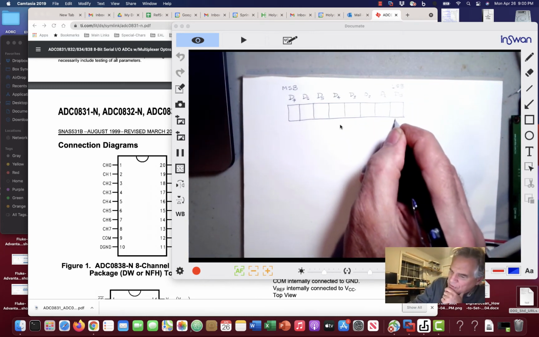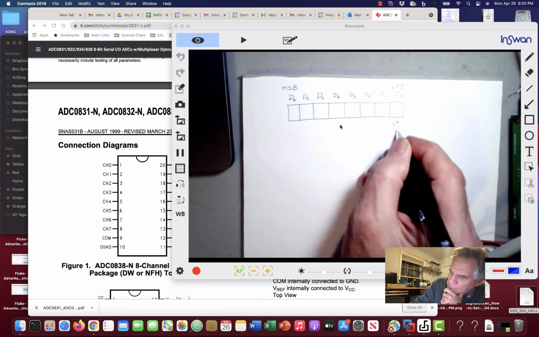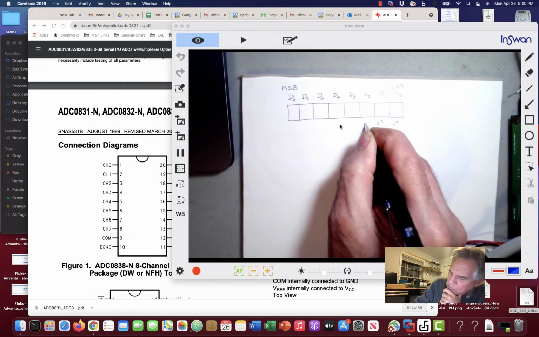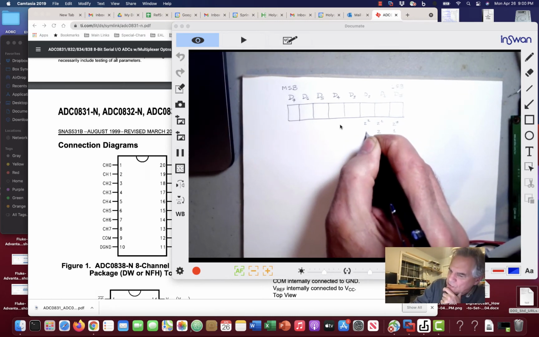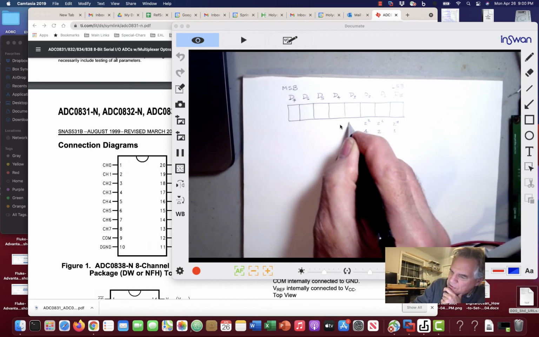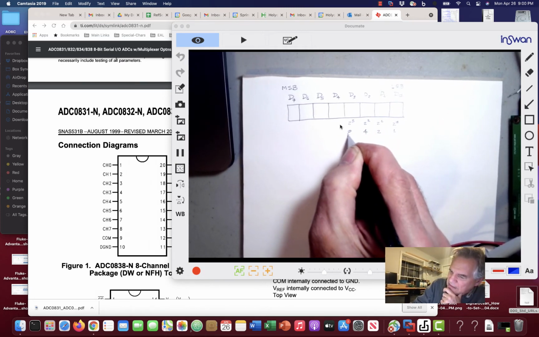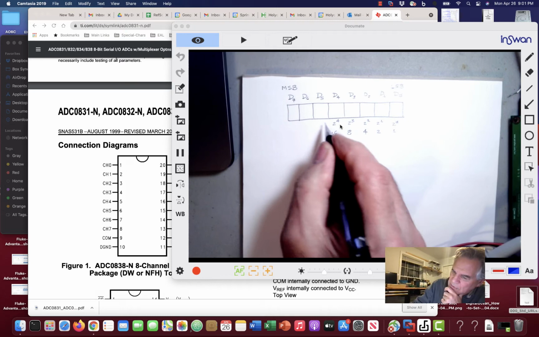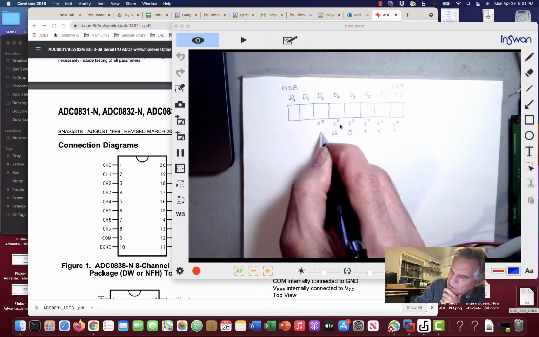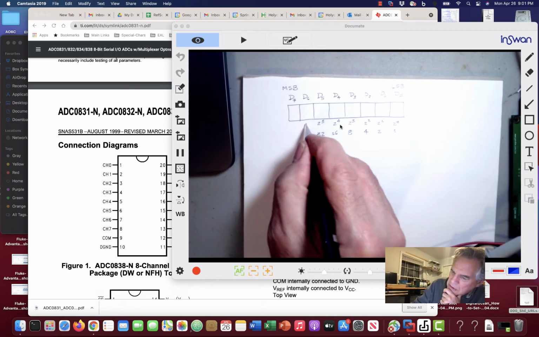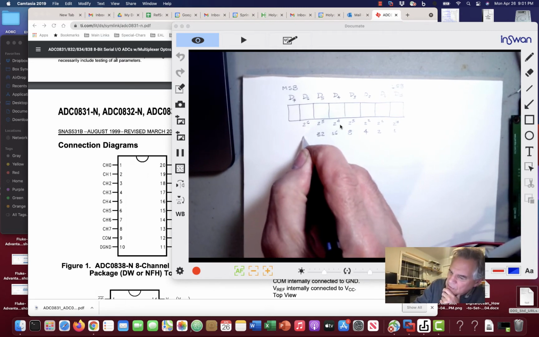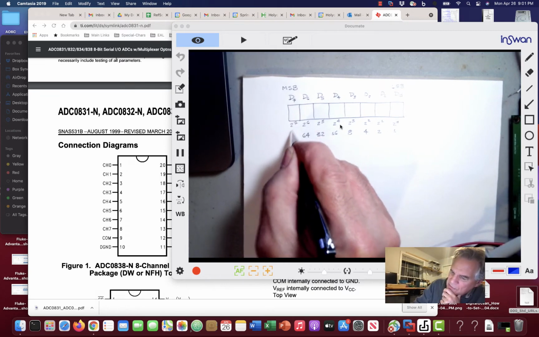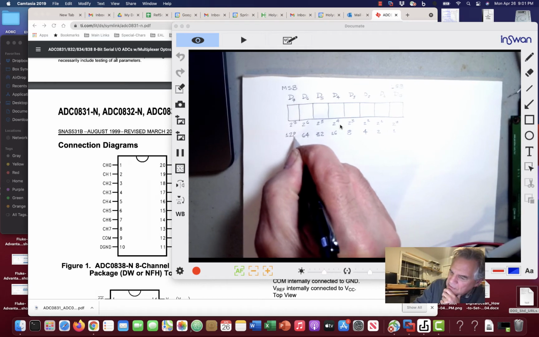This bit is worth 2 to the 0, which is a 1. This bit is worth 2 to the 1, which is a 2. This bit is worth 2 to the 2, which is a 4. This bit is worth 2 to the 3, which is an 8. This bit is worth 2 to the 4, which is a 16. This bit is worth 2 to the 5, which is a 32. 2 to the 6th, which is 64. And this last bit is 2 to the 7th, or 128.